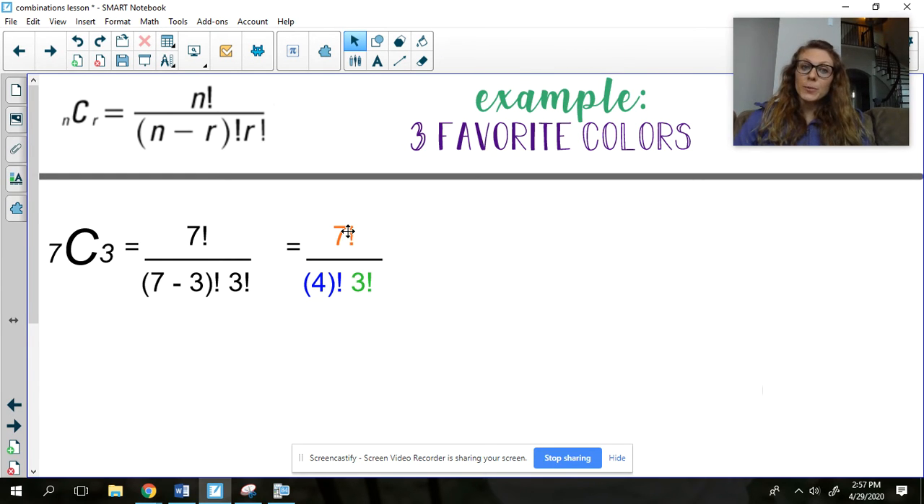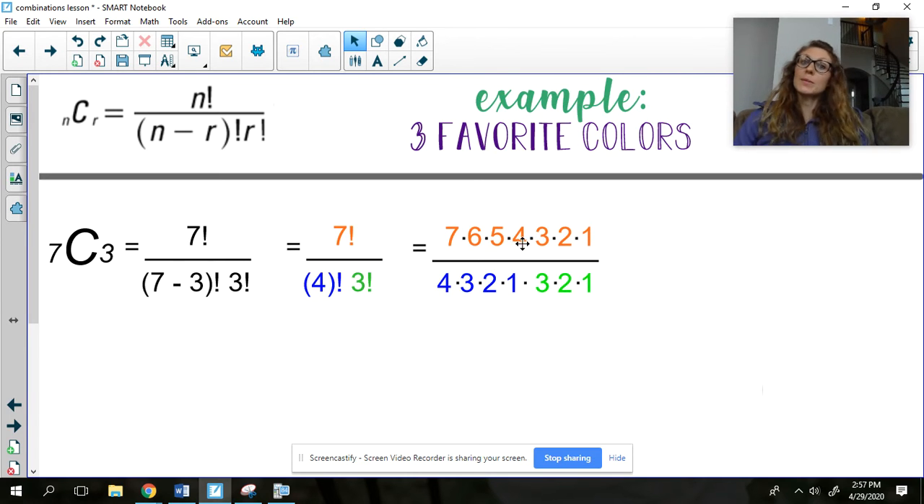And what factorial was 7 factorial is multiply 7 by every number smaller than 7 down to 1. So 7 times 6 times 5 times 4 times 3 times 2 times 1. Same thing with the 4 factorial and the 3 factorial.